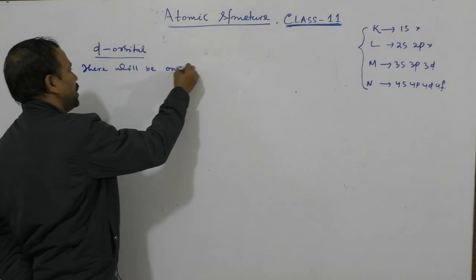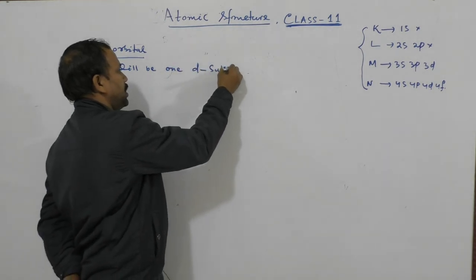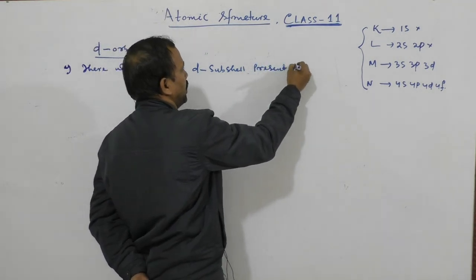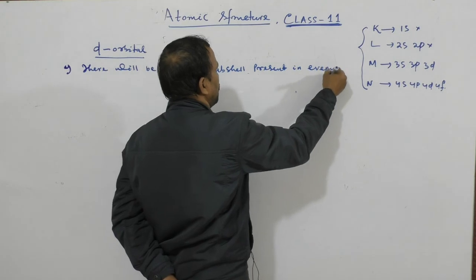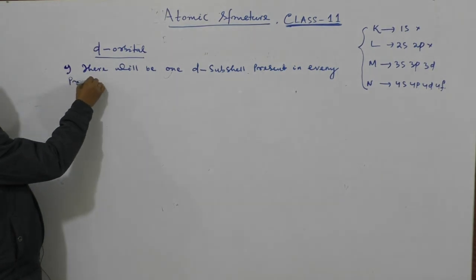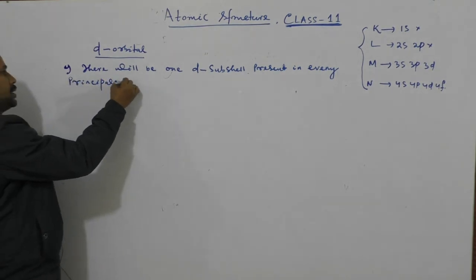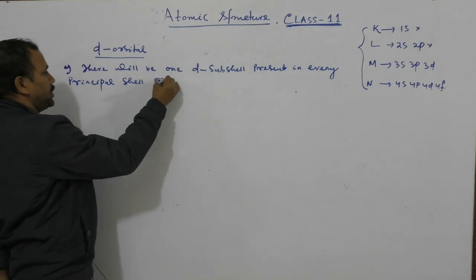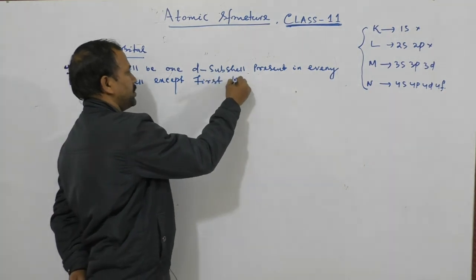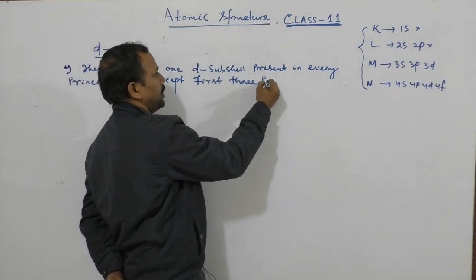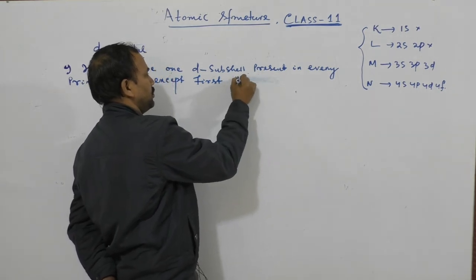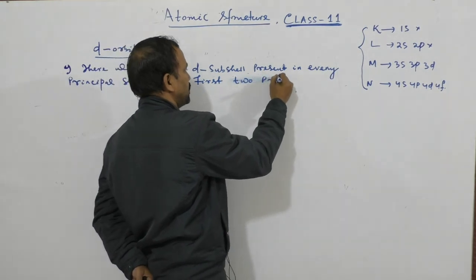one d subcell present in every principal cell except the first two principal cells.